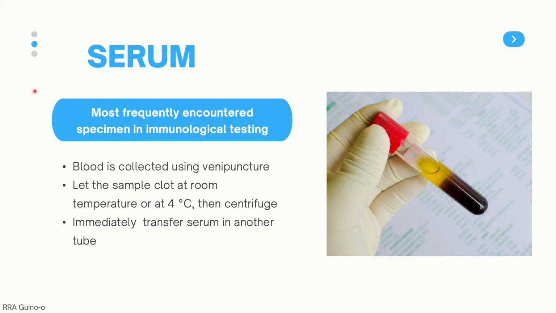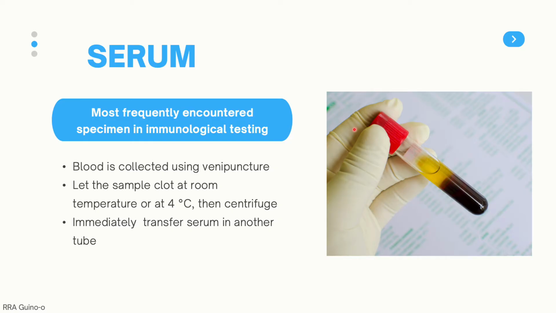Serum is the most frequently encountered specimen in immunological testing. To obtain serum, blood is first collected using venipuncture and is allowed to clot at room temperature or at 4 degrees Celsius, and then centrifuged at between 1000 to 2000 Gs for 10 minutes. Here's an example of a centrifuge tube showing our serum.